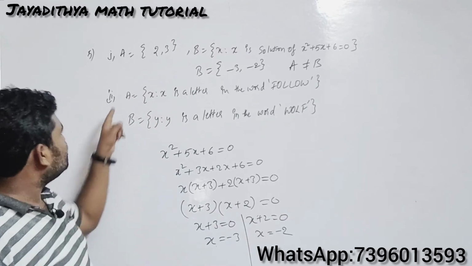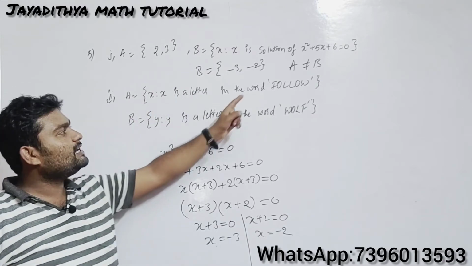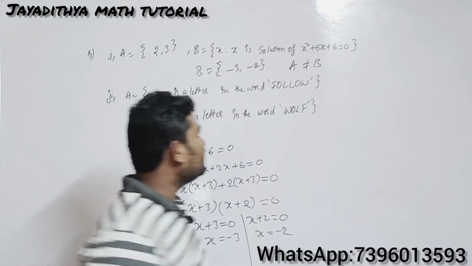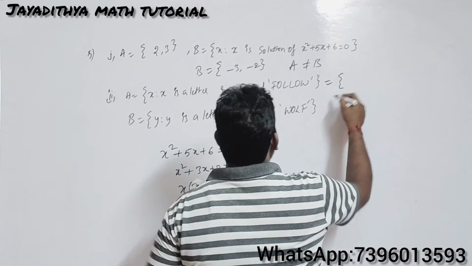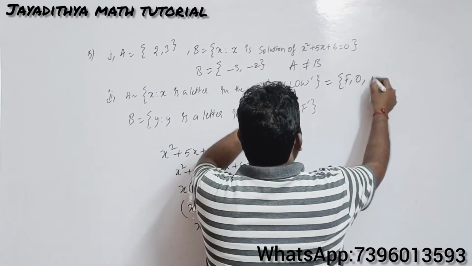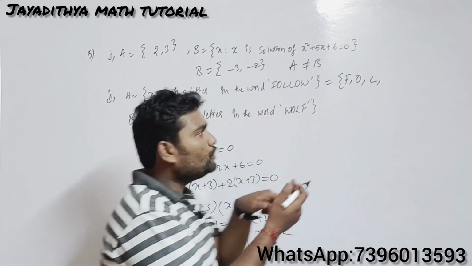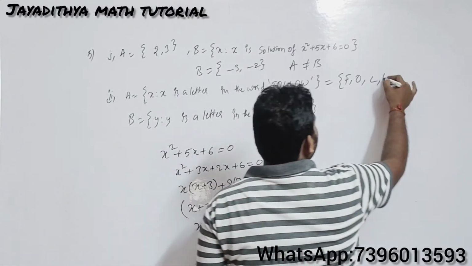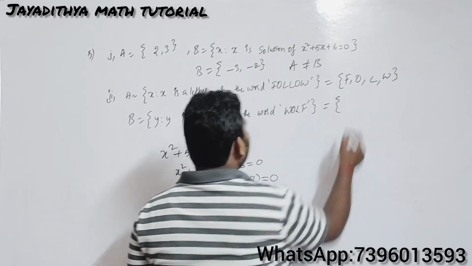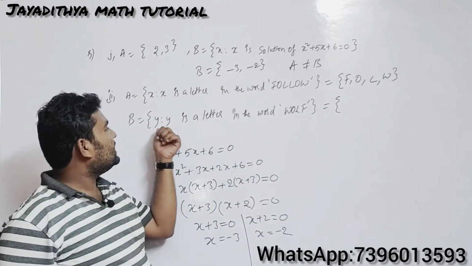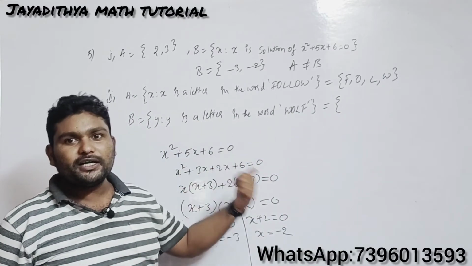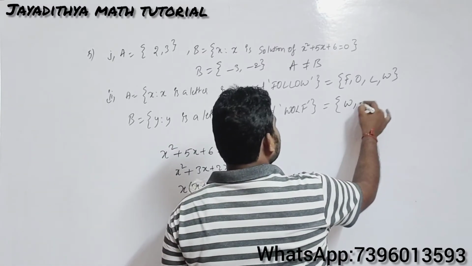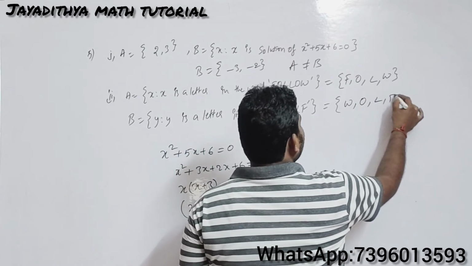And let us go for the next one, that is A equal to the set of x such that x is a letter of the word FOLLOW. This we have done in our previous classes itself. So if you convert this one into roster form, you will have F, O, L. L is repeated, you can write it only once, and O is also repeated, you can write it only once, and you can write W here. And in the set B, the set of y such that y is a letter in the word WOLF, right? W, O, L, F. So what are the elements you will have here? That is W, O, L, F.